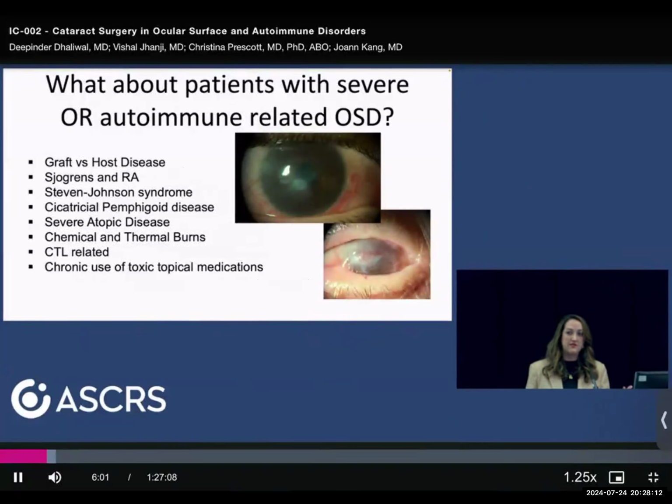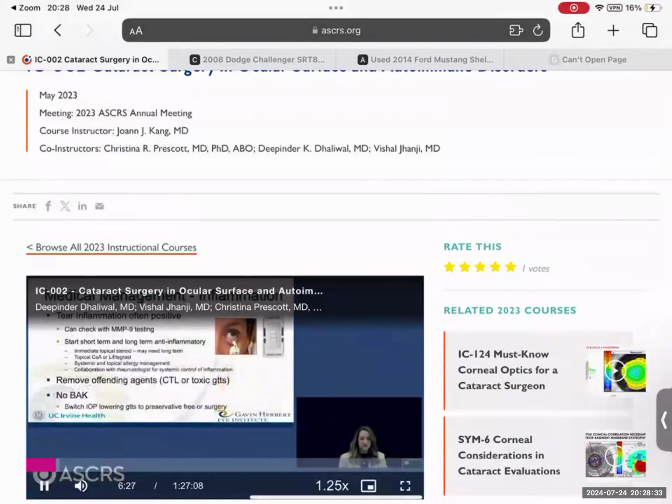These might be patients who have severe ocular surface autoimmune-related disease: rheumatoid arthritis, graft-versus-host disease, Stevens-Johnson syndrome, pemphigoid disease, severe atopic disease, chemical burns, contact lens-related keratitis, and patients who have been on chronic toxic drops for many years, all of which have resulted in some degree of limbal stem cell deficiency.